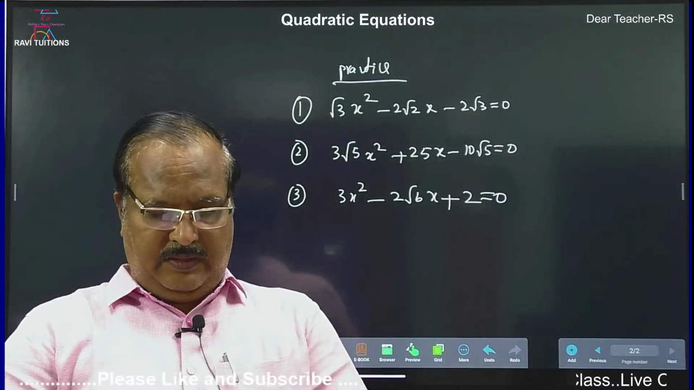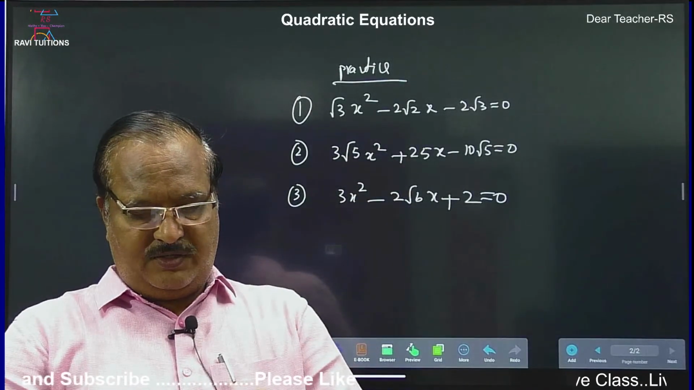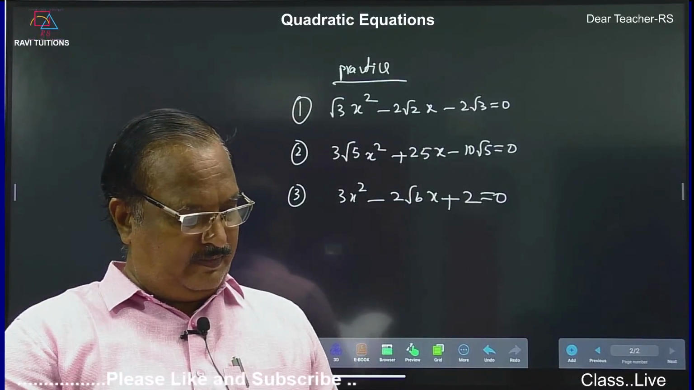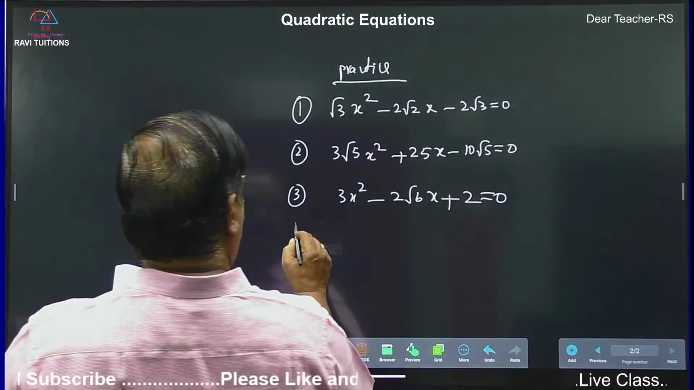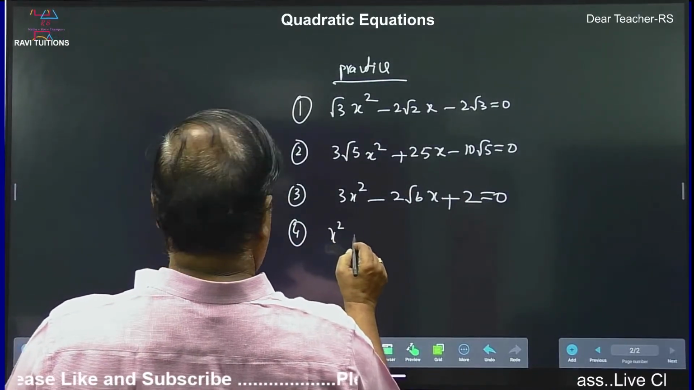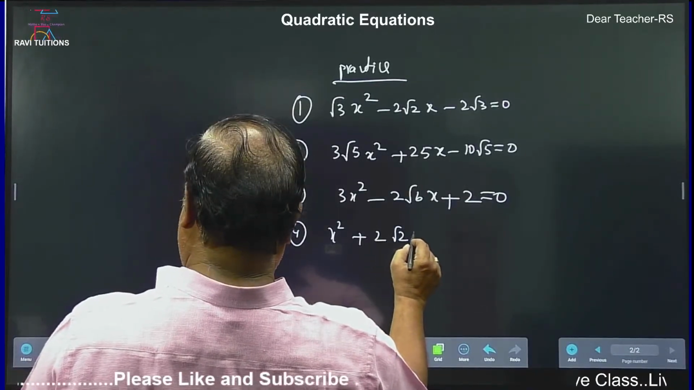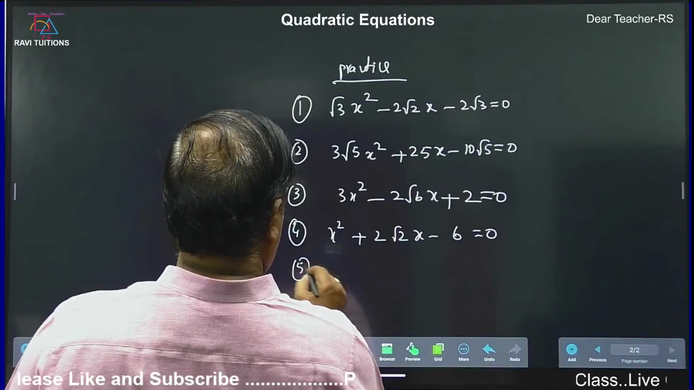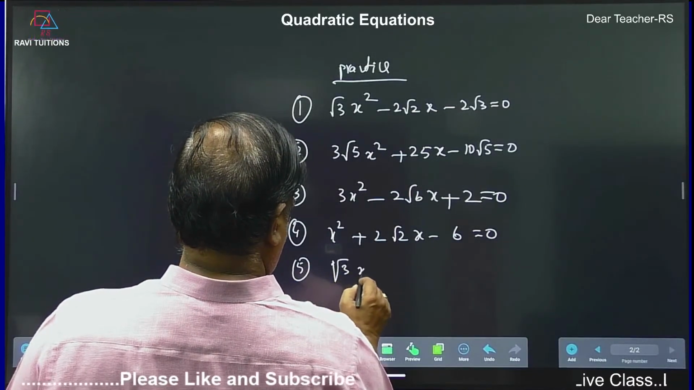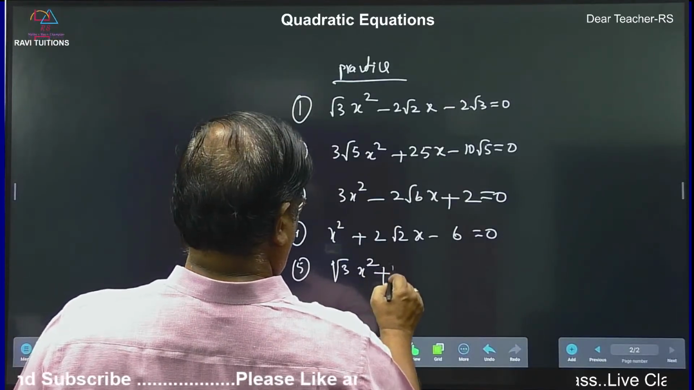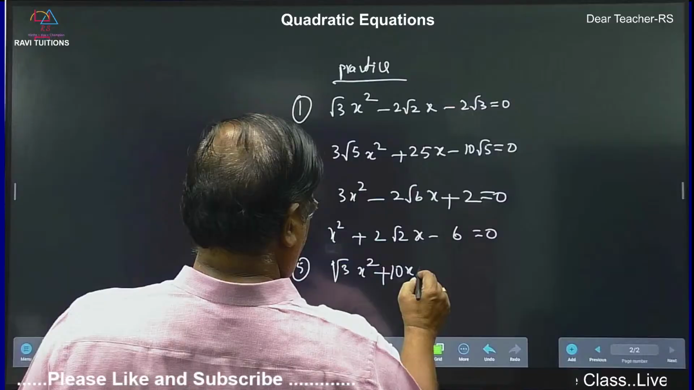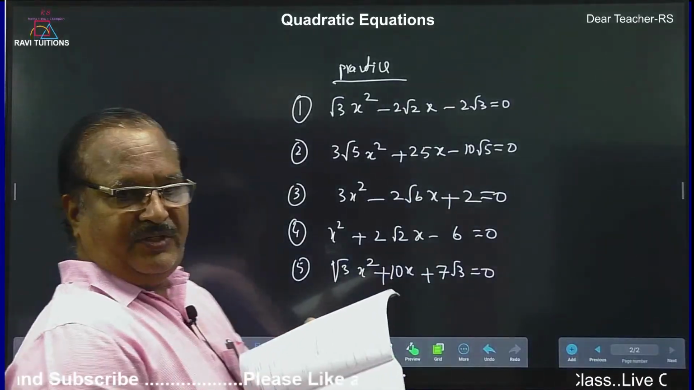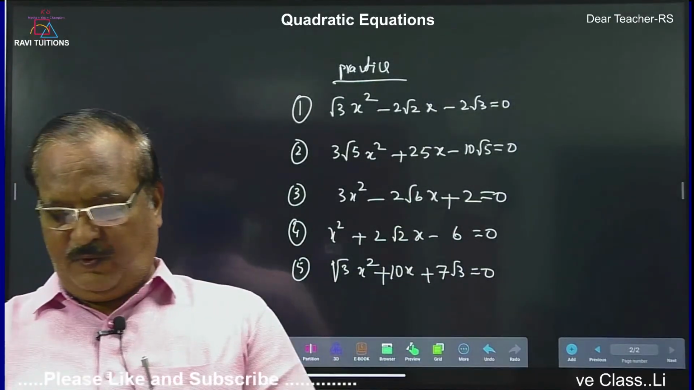So if you want, I will try to give one more question. x² + 2√2x minus 6 = 0. √3x² + 10x + 7√3 = 0. 5 questions. I think 5 questions are more than sufficient.